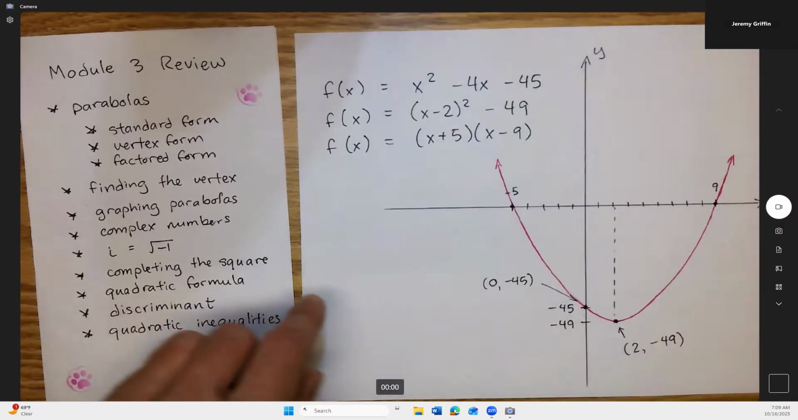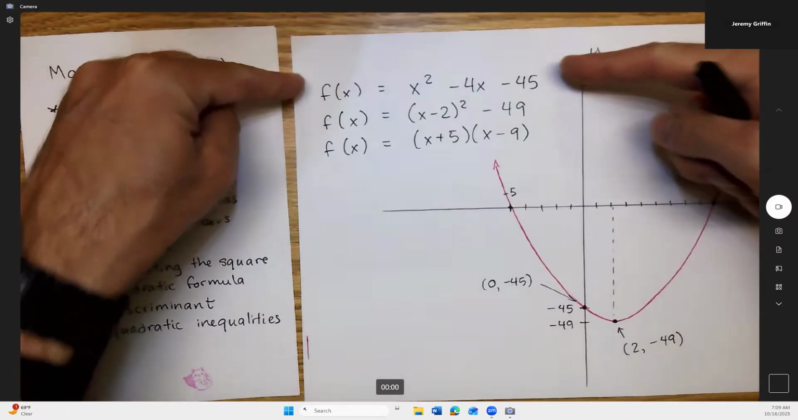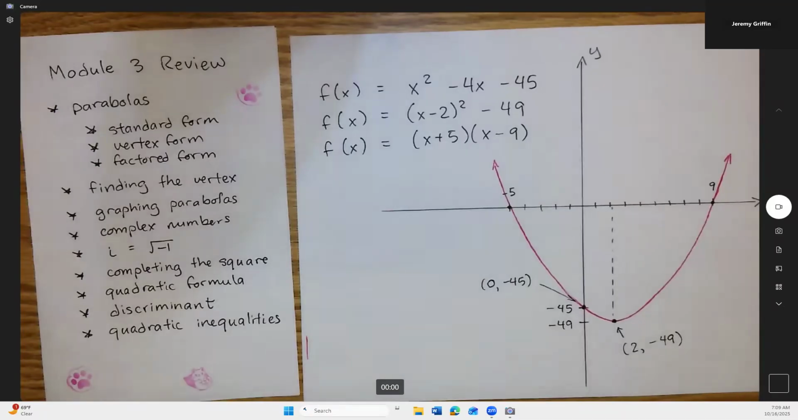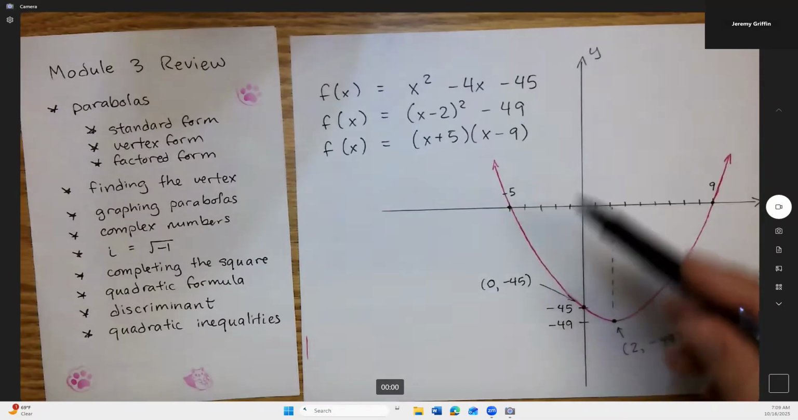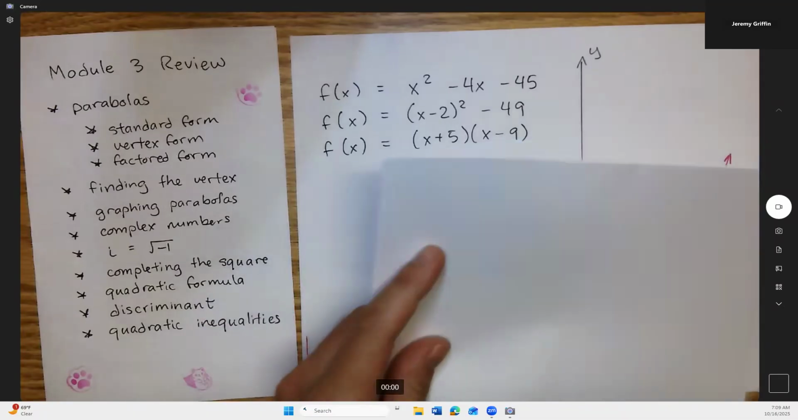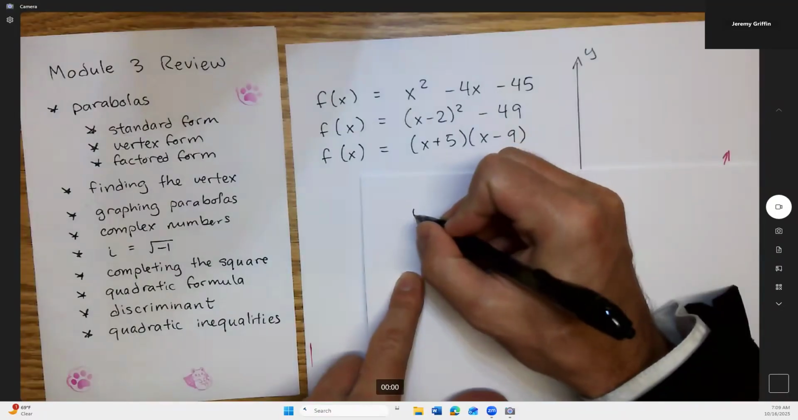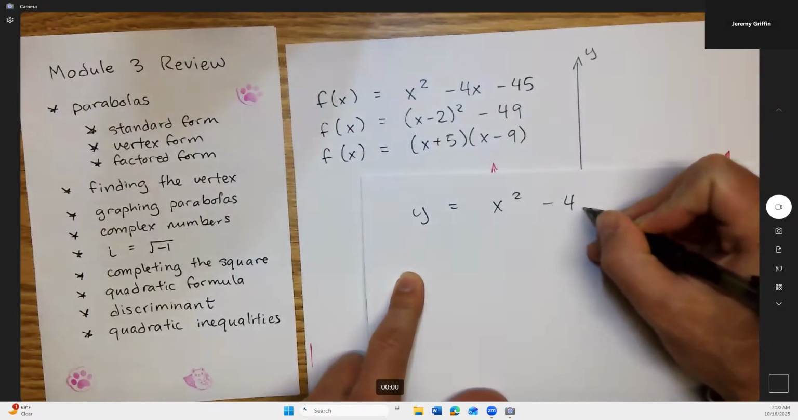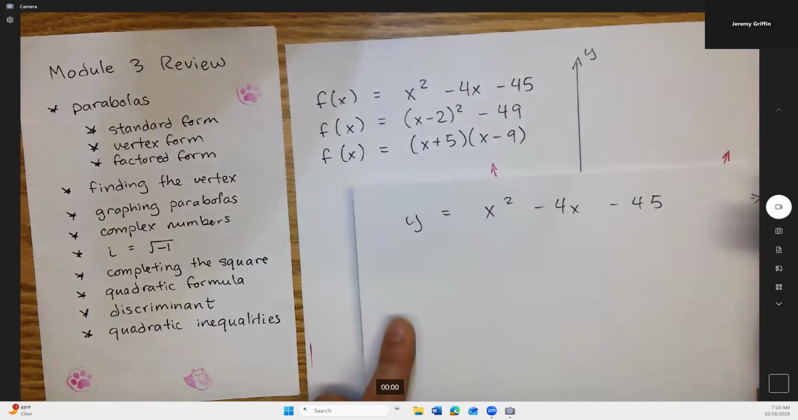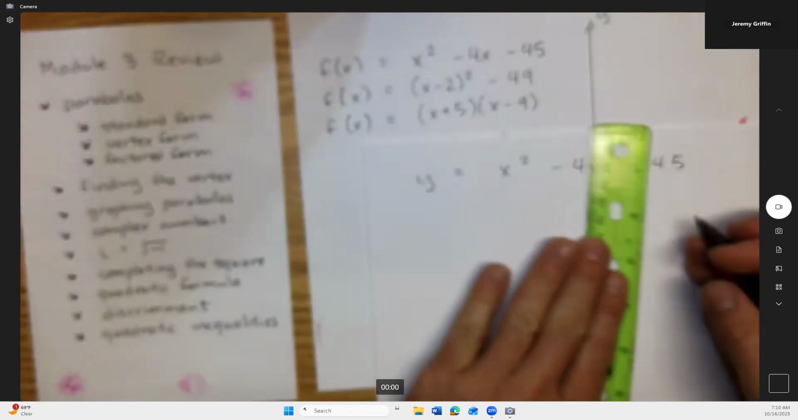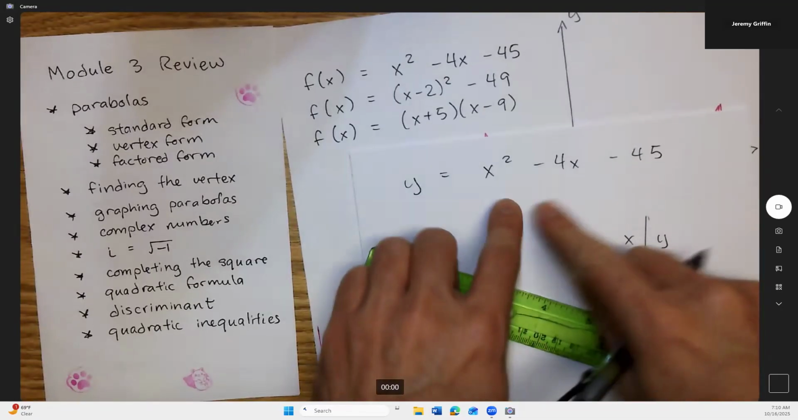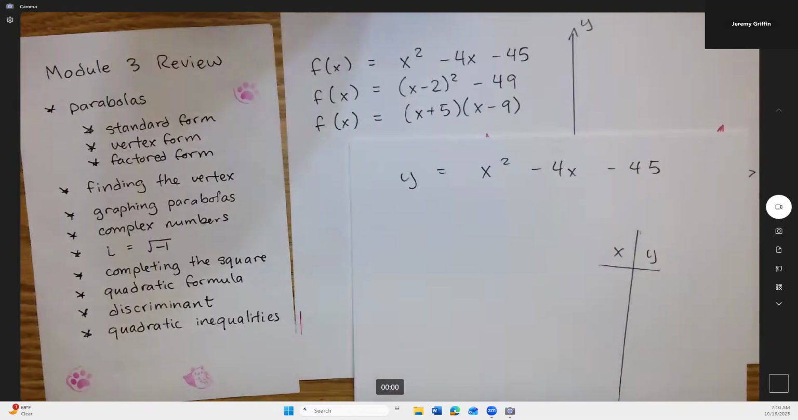Let's start with how you take this standard form and make this graph. I'll go through these one by one, and we'll start from there. All right, so how do you do it? Well, you could always make an XY table. Let's take y equals, so it's f of x but same idea, x squared minus 4x minus 45. I can always do this for any graph. If I have no idea what the graph looks like, I could just start picking x values and plug them in and see what the corresponding y value is. So I'm going to try that.